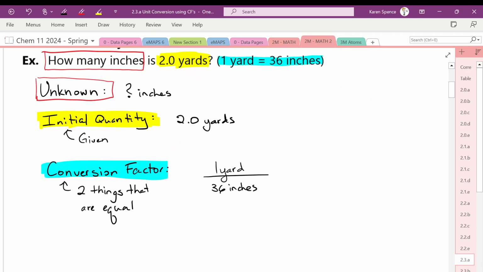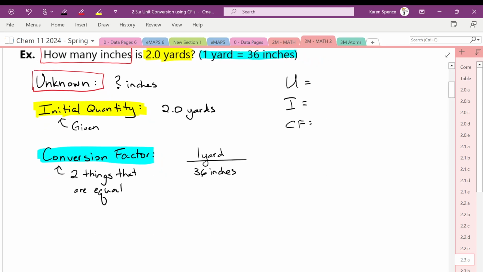Now, when you start to get good at this, you can stop writing these all out at the beginning and just start throwing them into an equation. But while you're starting out, I would really recommend writing down U equals, I equals, conversion factor equals. That way you've got them right there and you won't get confused, okay?